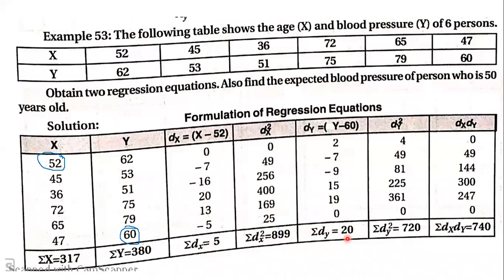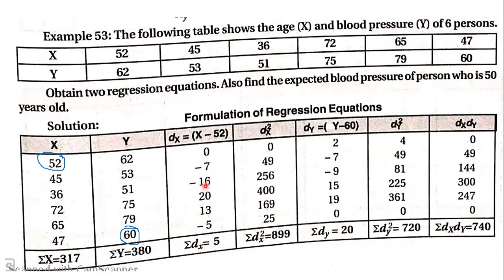Okay, here sigma dx, that is total, was 5, and for sigma dy it is 20. Now once we found out the deviations from the assumed mean, now let us square that deviations. So this sigma dx, you have to square all of them, which means multiply it with the same number itself. 0 into 0, 0. Minus 7 into minus 7, 7 sevens are 49. Minus into minus is plus.